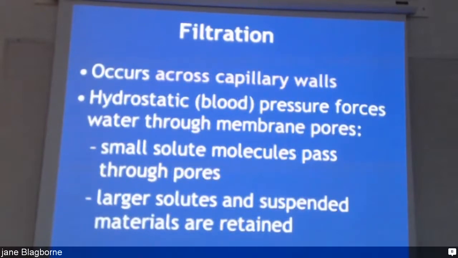The filtration occurs across the capillary walls. And that's the same kind of thing that happens with capillary walls with oxygen and carbon dioxide exchange. Metabolic substances are exchanged as well.